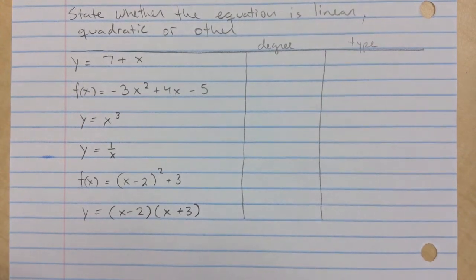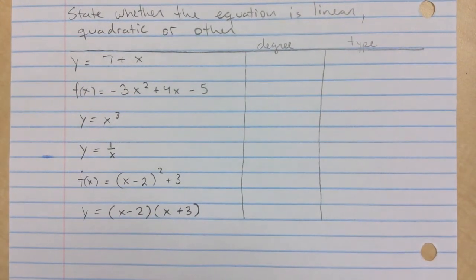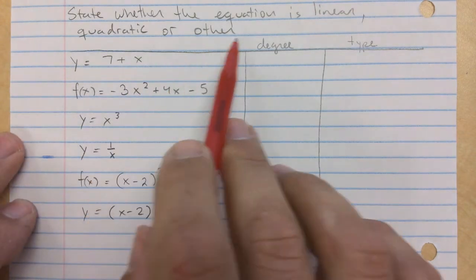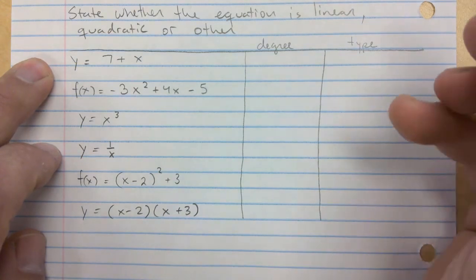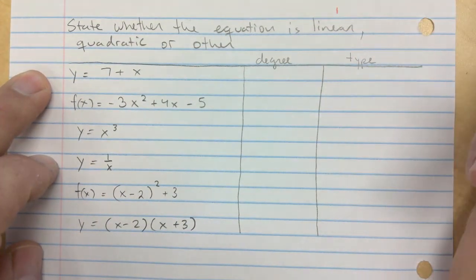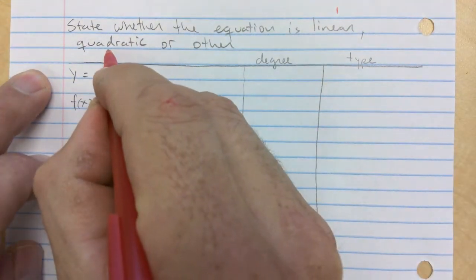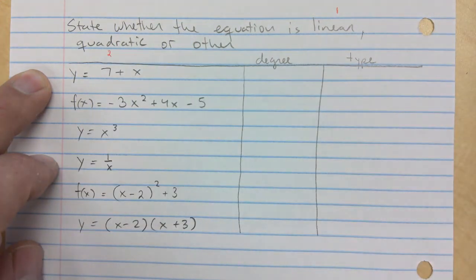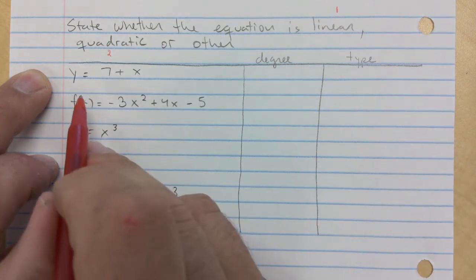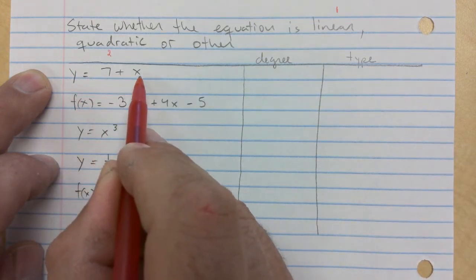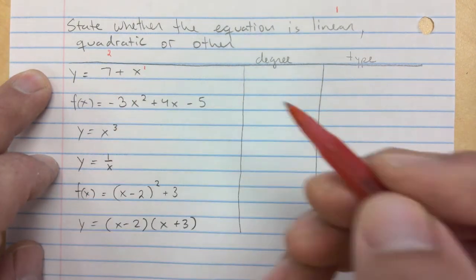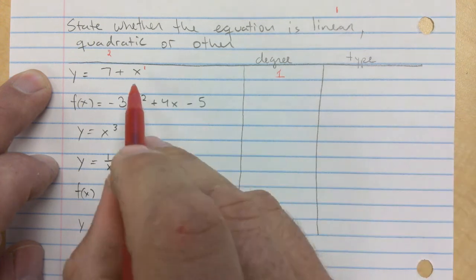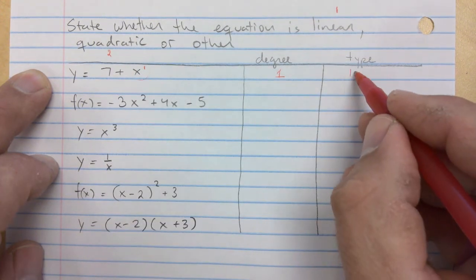Okay, so by observation, we have the option of linear, quadratic, or other. Remember that with linear, the degree is 1. A quadratic would have a degree of 2. And then anything that we don't recognize would be other, right? So in this case, y is equal to 7 plus x. Somebody just flipped this on us, right? But we do recognize that the degree is 1. So the highest power of x is 1, so this would be a linear.